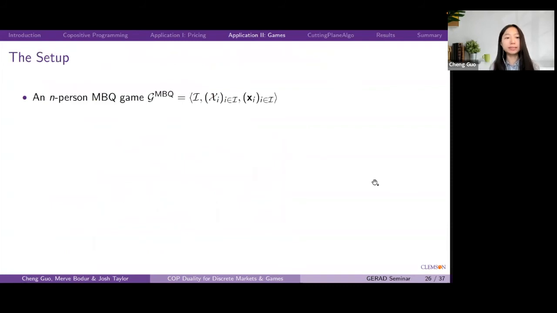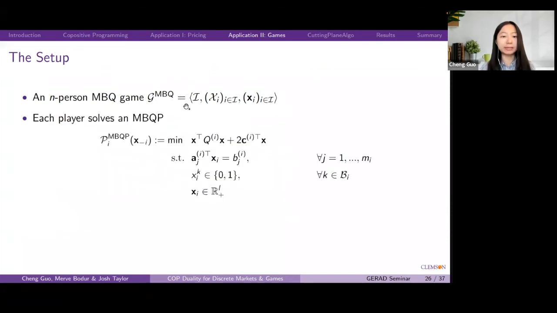So more specifically, in the MBQ game, we have n players, and each player solves a mixed binary quadratic problem as follows. And the pure strategy Nash equilibrium X star for all the players would look like this. So this basically says that if all the other players' decisions are fixed at the optimal level, then player i should not want to deviate from its optimal decision.